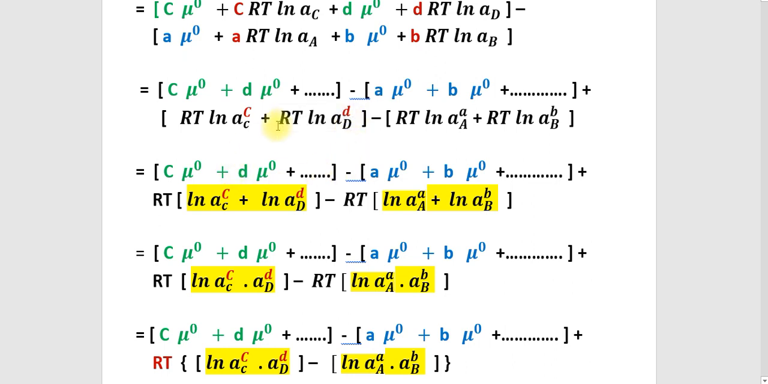There I wrote RT taken outside: RT ln a_C raised to c plus RT ln a_D raised to d minus, here also RT is taken outside, RT into ln a_A raised to a plus RT ln a_B raised to b.